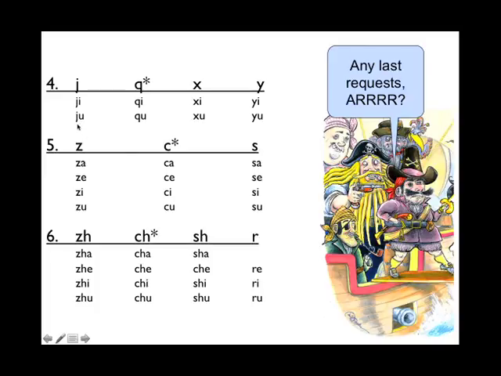For J, Q, X, and Y, the letter U is always pronounced as the umlauted one. Ju, Qu, Xu, Yu. But you don't have to write the umlauts because as soon as you see X, you know that the U is going to be Ü sound. Same thing for all of these. Ju, qu, xu, yu. On the other hand, these other sounds get the regular U sound. Zu, cu, su, zhu, chu, shu, ru.